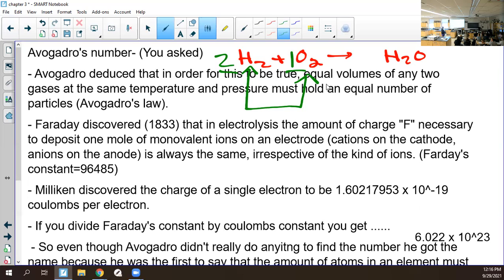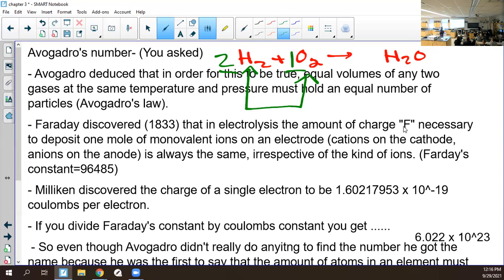Okay, so he deduced that in order for this ratio to always be the same, equal volumes of any two gases at the same temperature and pressure must hold an equal number of particles. That's called Avogadro's law. Okay, so the volumes have to have the same amount of particles.